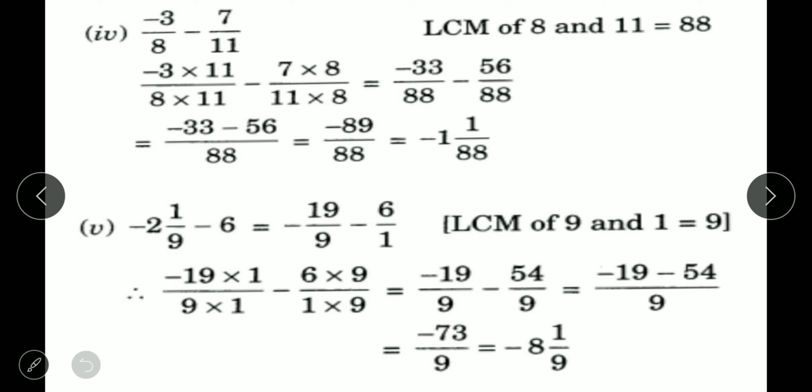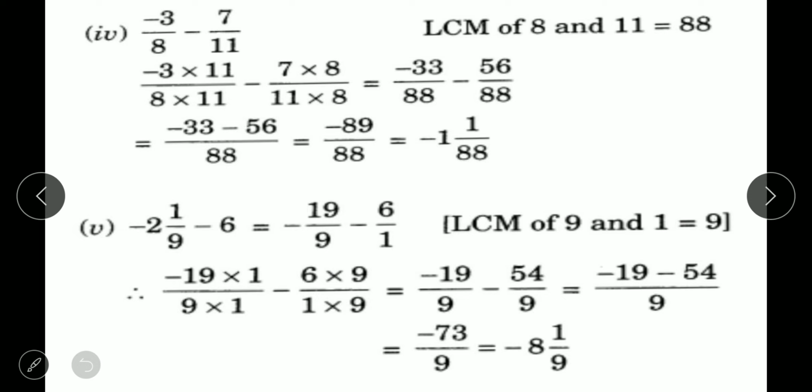Come on, fifth part. Minus 2, 1 upon 9, minus 6. So this is a mixed fraction, so you have to change first into improper: 9 twos are 18, 18 plus 1 is 19, so minus 19 upon 9, minus 6 upon 1. Secondly, you have to make the denominators equal, because whenever we subtract or add two rational numbers, we have to make the denominators equal. To make the denominator equal, the LCM of 9 and 1 will always be 9. It means the LCM of a number and 1 will always be the number itself.